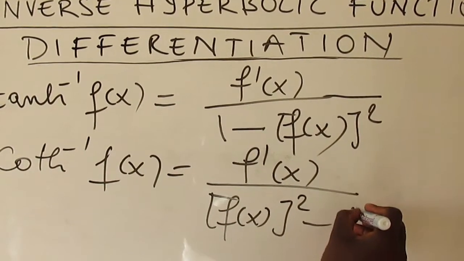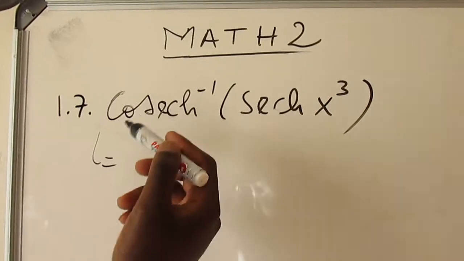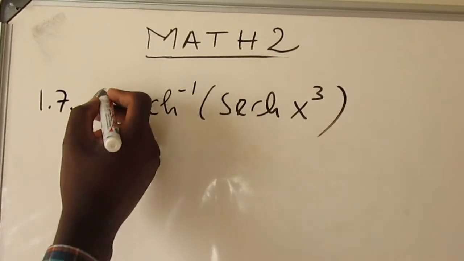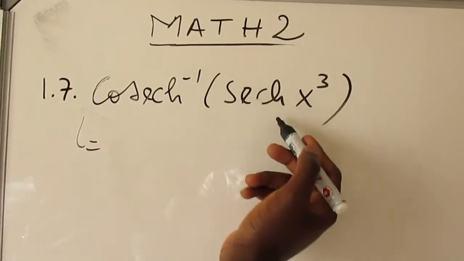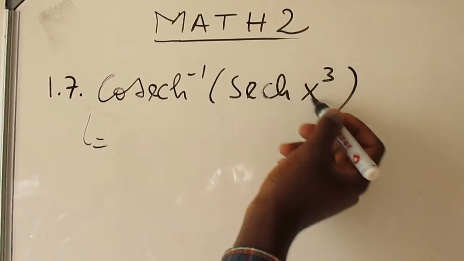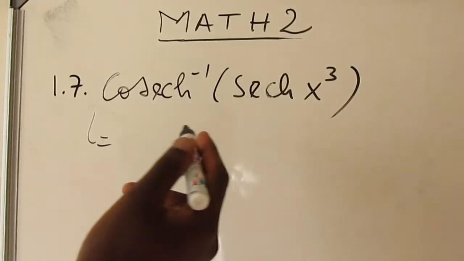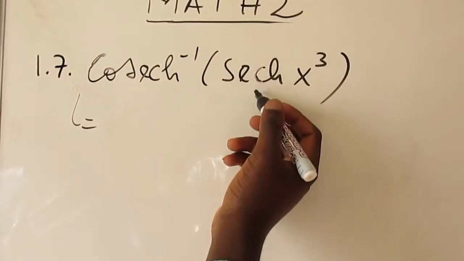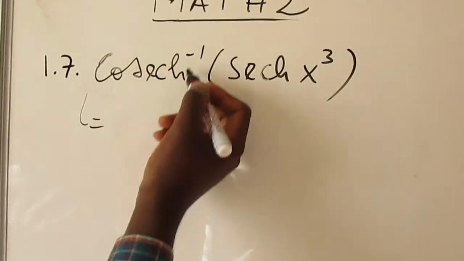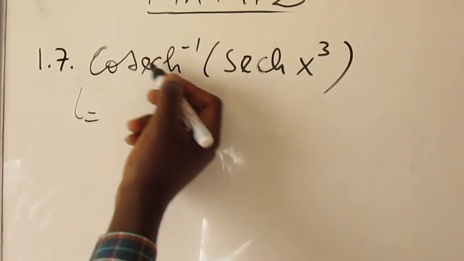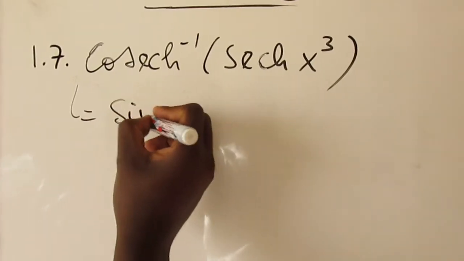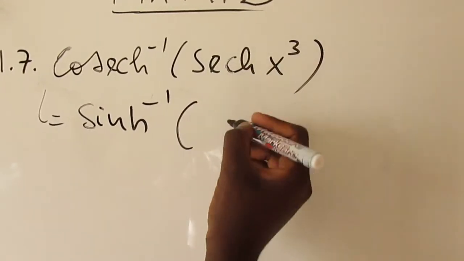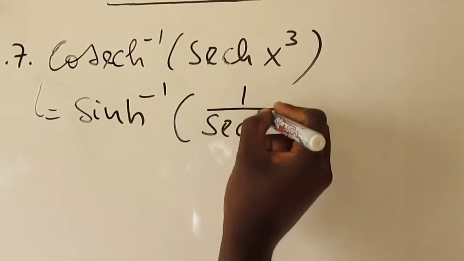Okay guys, so let's take an example here. This one you can find in your tutorials. We have cosh minus 1 of sec x cubed. Guys, this one you cannot find on your formula sheets. But the formulas that we used for inverse trigonometric functions, we can also use here. So this is the inverse of sinh, so it's going to give you sinh minus 1 of, and we invert the function, which gives 1 over sec of x cubed.